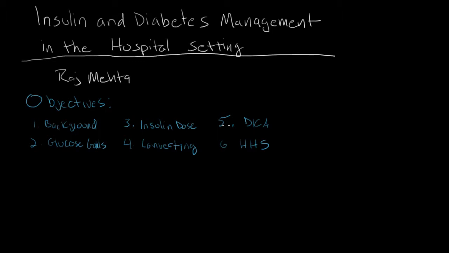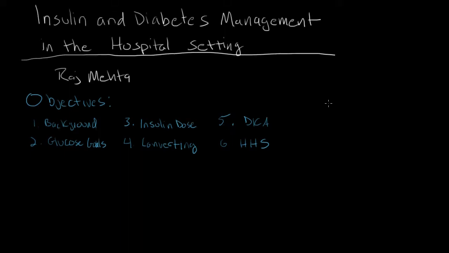I'm going to be going through a brief introductory video on insulin and diabetes management in the hospital or inpatient setting. The objectives of this video are to briefly go over the background of insulin therapies, discuss determining glucose goals, and how to determine different insulin dosages for your specific patients. We'll briefly go over how to convert between different types of insulins, and then we'll discuss the management of DKA and HHS and insulin requirements.